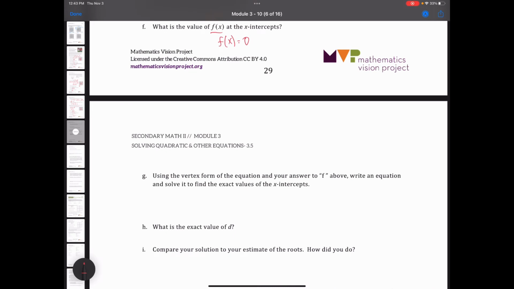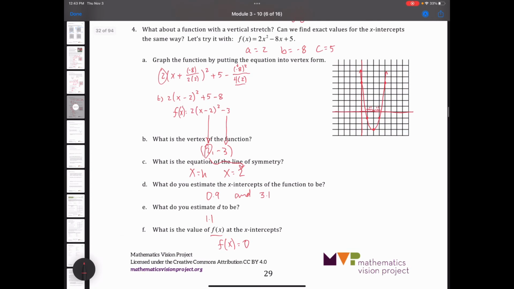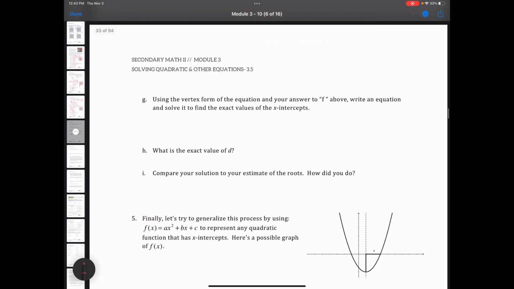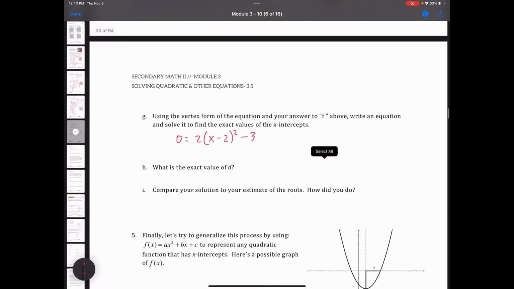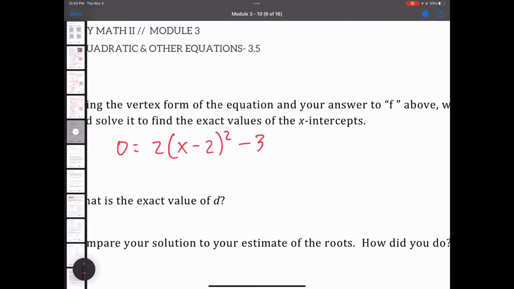So if f of x is normally equal to 2 times x minus 2 quantity squared minus 3, just like up here, now I'm going to plug in 0 for f of x because that's what I've said for those x-intercepts. So 0 is equal to 2 times x minus 2 quantity squared minus 3. I wrote that incorrectly at first. It's x minus 2 quantity squared. There we go. That's right. So this is the process by which I can find x-intercepts.